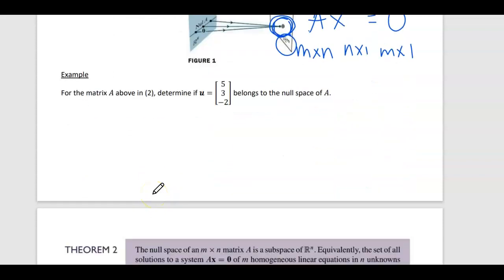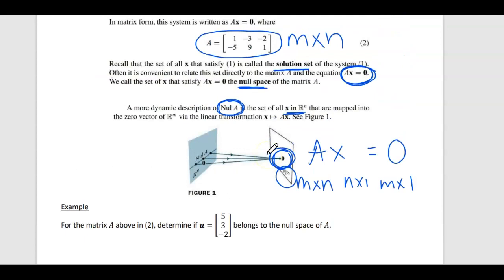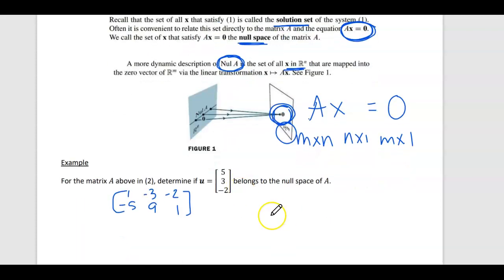So let's look at an example. For the matrix above in 2, and I'll scroll up in just a second, determine if u is in the null space. Well, if that's true, then when we multiply, we should get 0. So let's copy down A. A is 1, -3, -2, -5, 9, 1. And if u is in this null space, then if I multiply by 5, 3, -2, I should end up getting a 2 by 1 that is the zero vector.